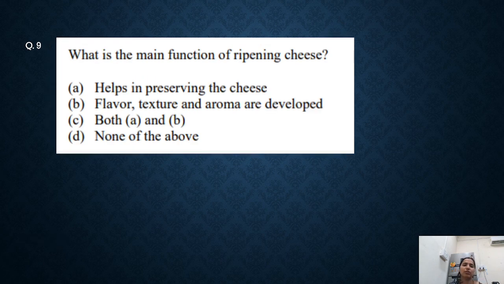Okay, this is the next question. What is the main function of ripening cheese? So what are the options? First one is helps in preserving the cheese. The next is flavor, texture, and aroma are developed. And third is C, and D is none of the above.